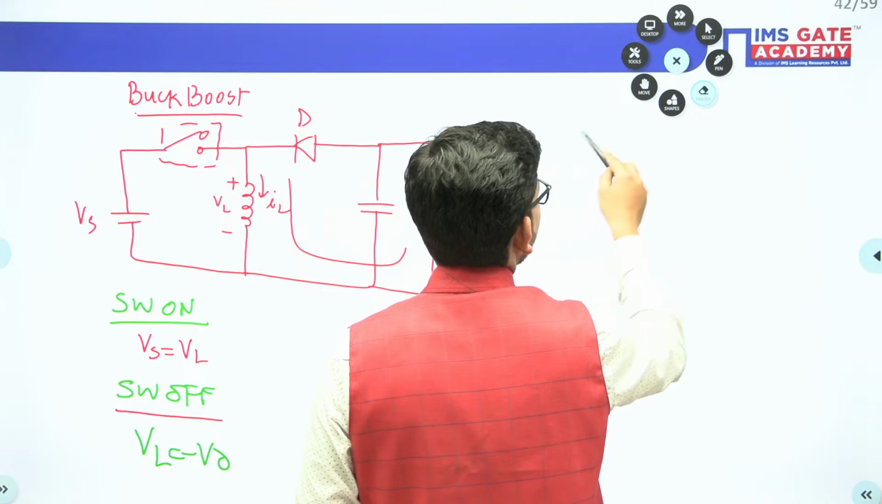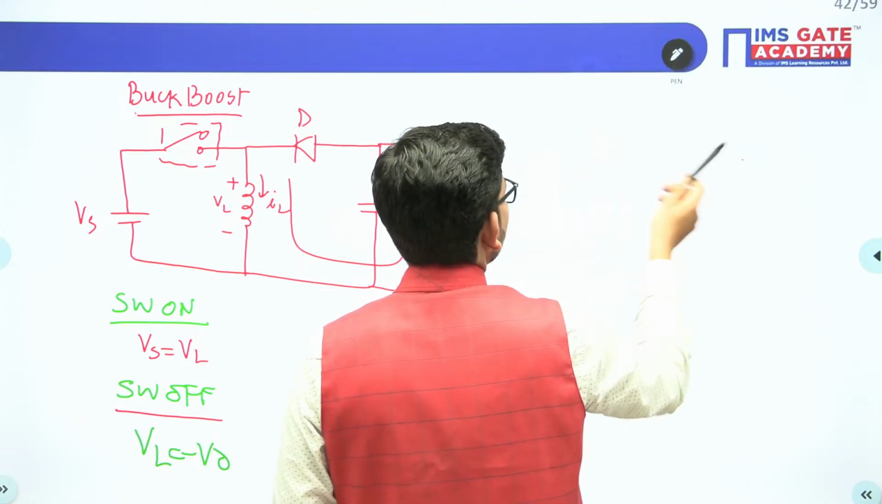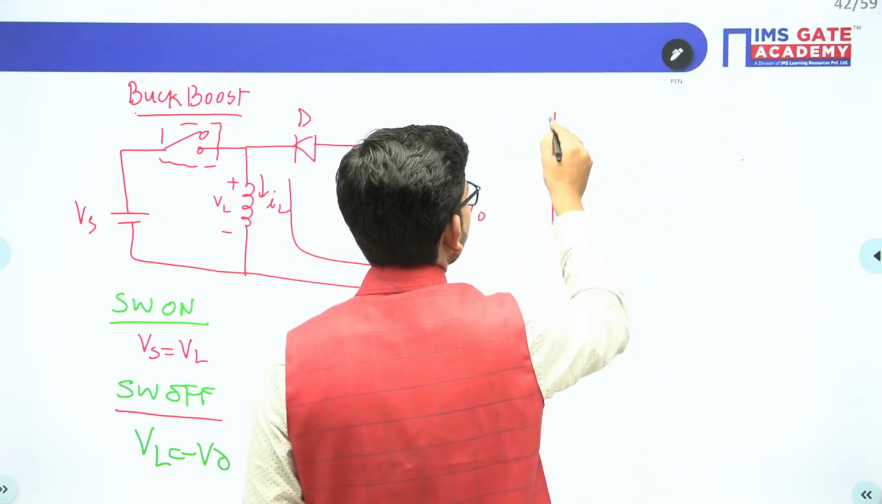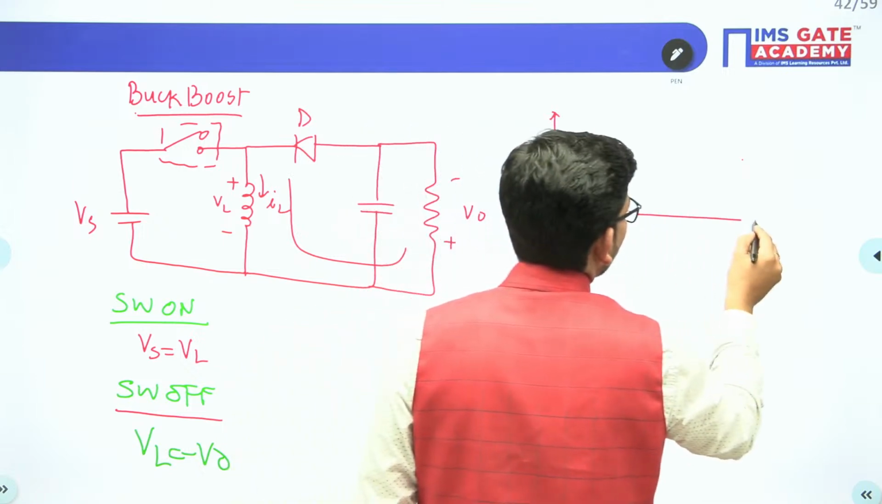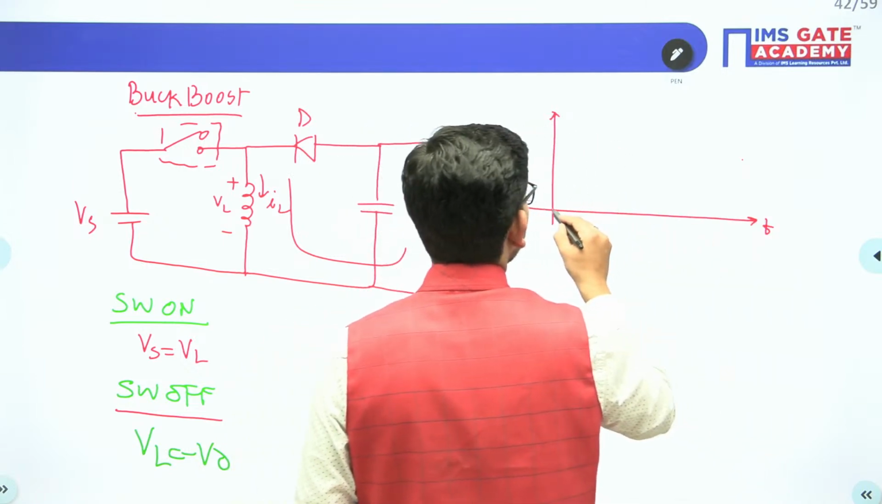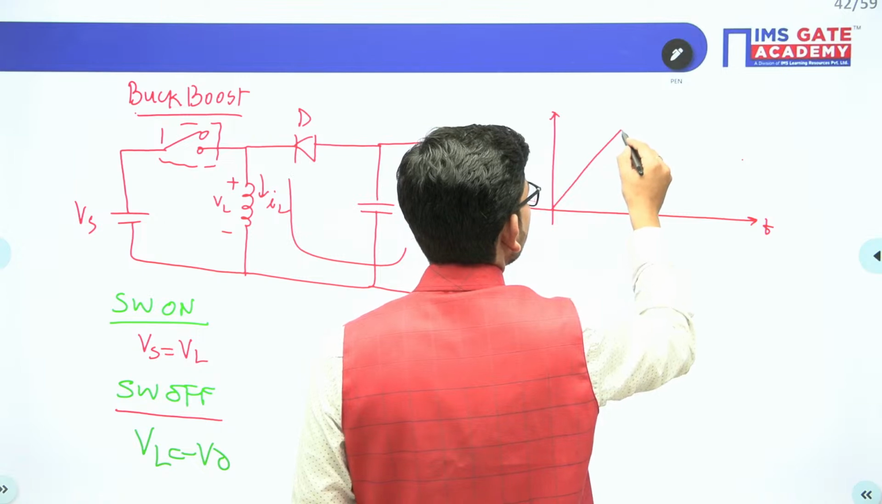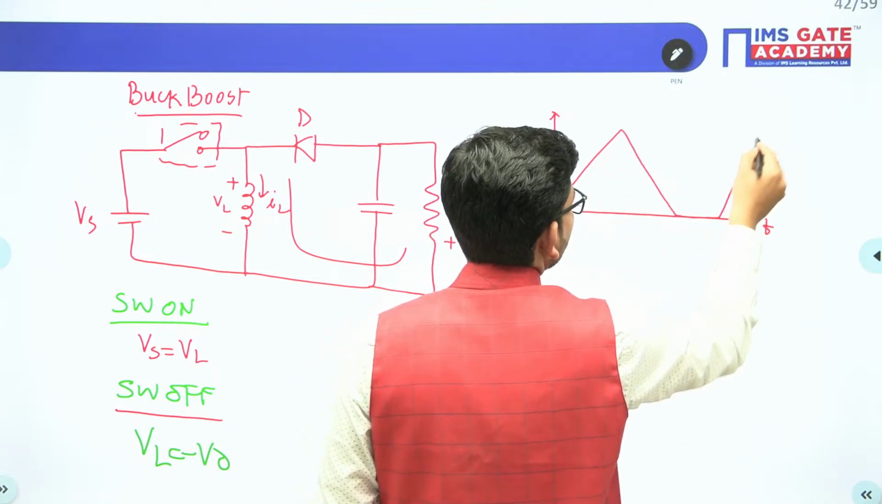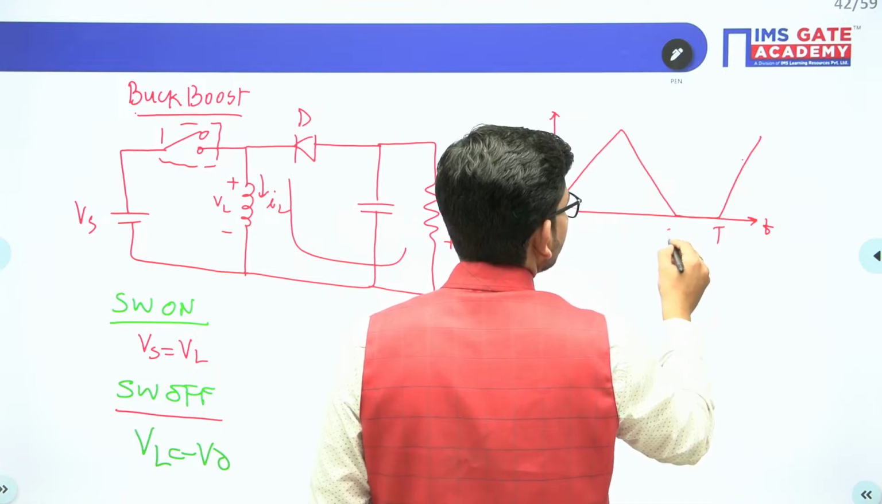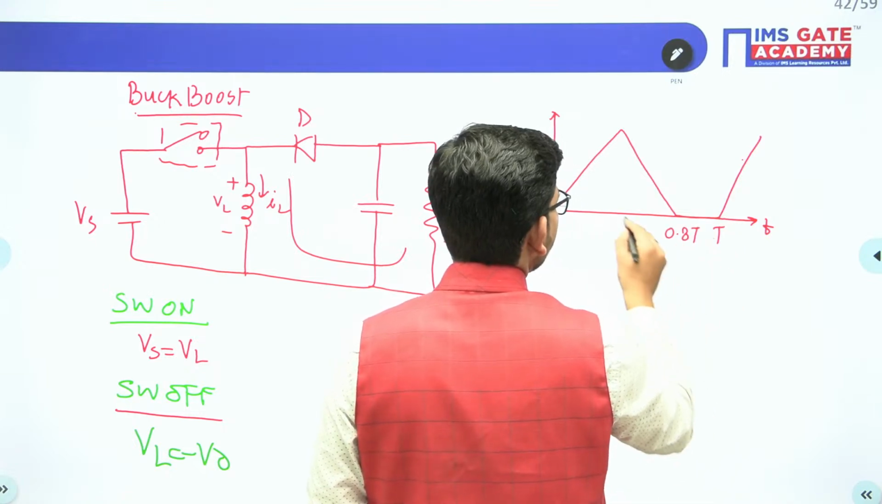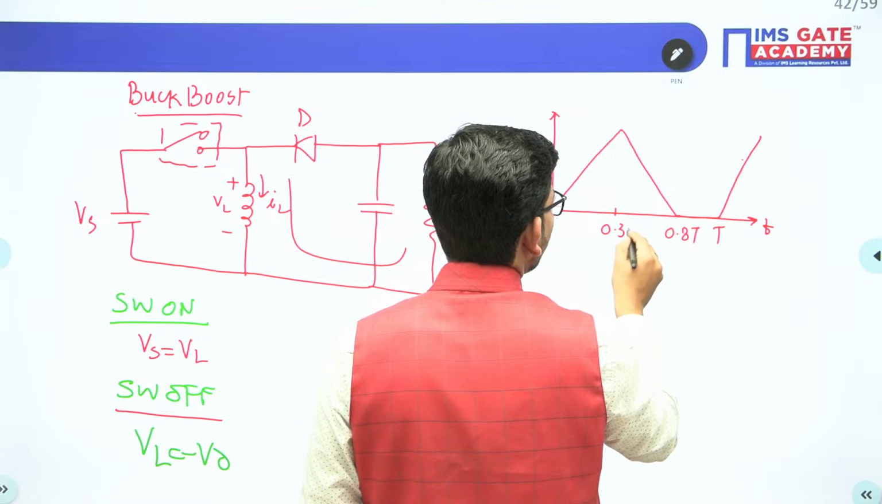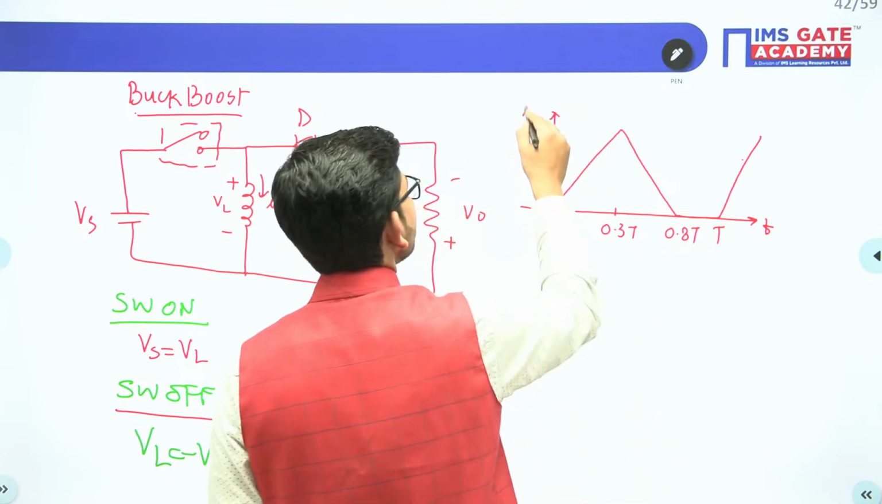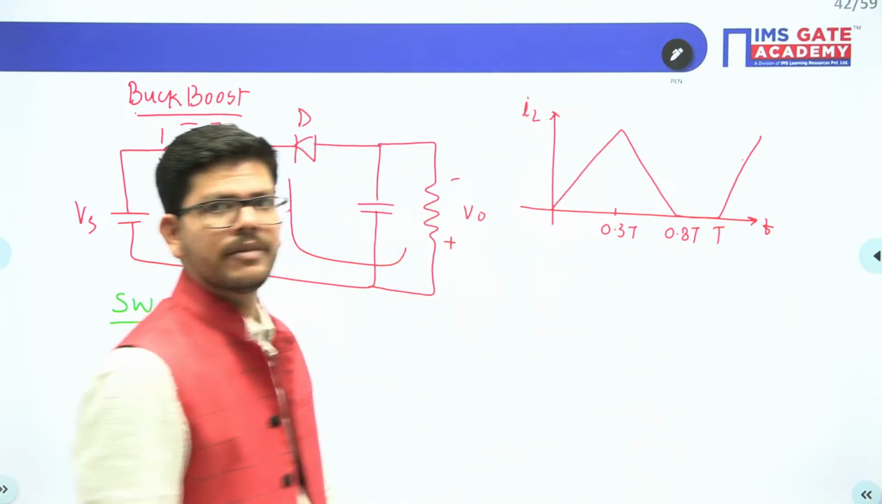We have a current waveform given to us. See the current waveform, and from there we can derive the rest of the things. This kind of current waveform is given to us, where this is T, this is 0.8T, and this is 0.3T. This is the waveform of inductor current which is given to us.